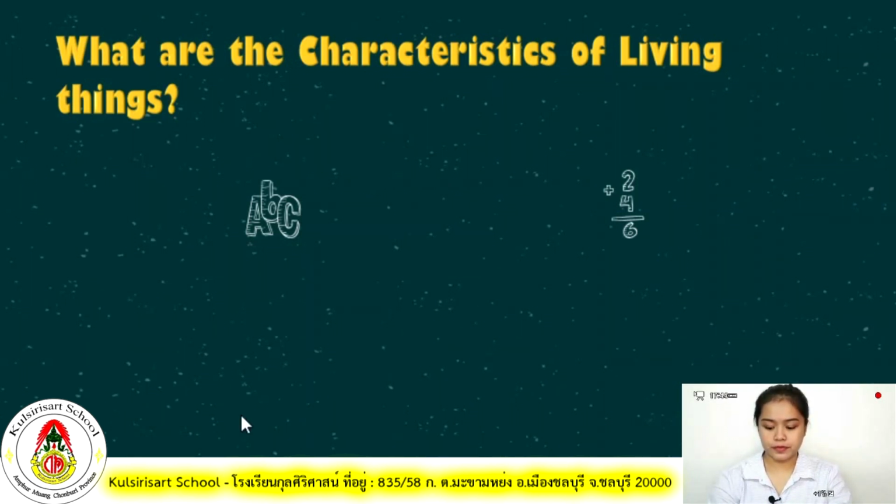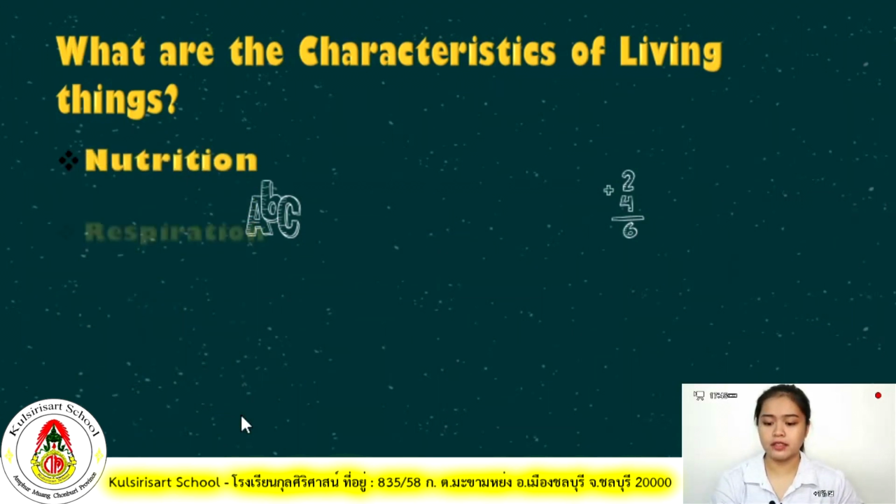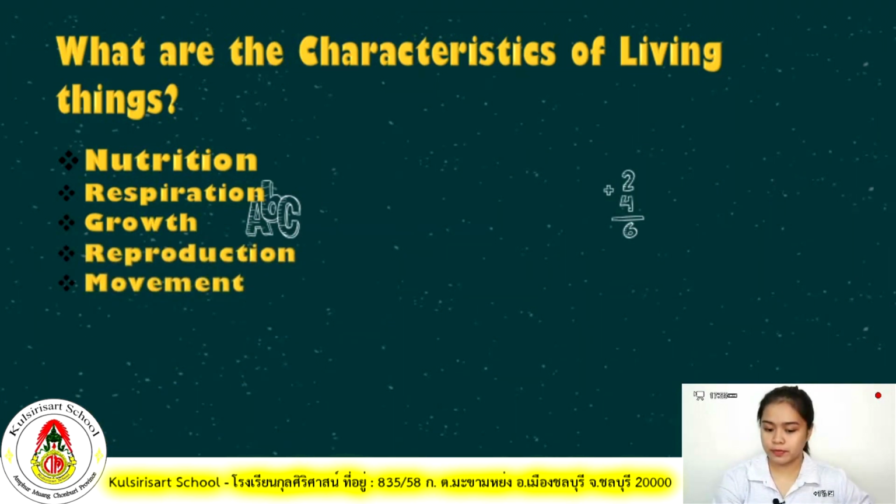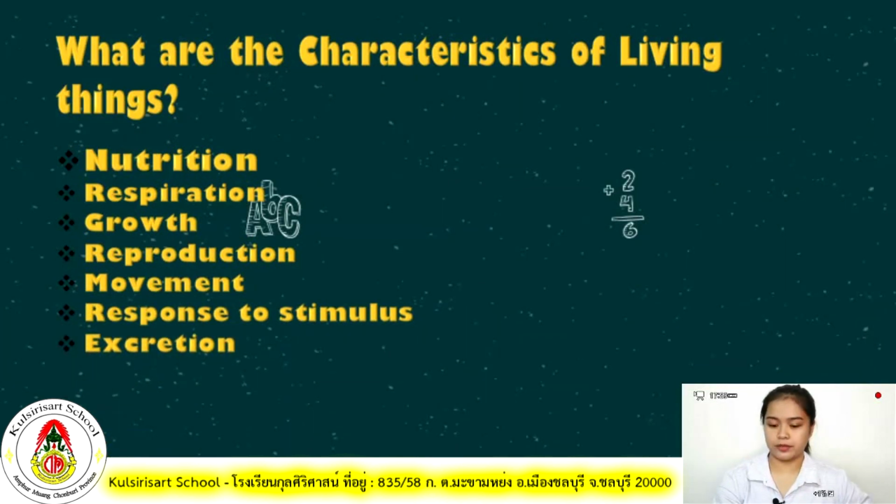First, we have nutrition. Second, we have respiration. And then we have growth, reproduction, movement, response to stimulus, and excretion. Again, we have nutrition, respiration, growth, reproduction, movement, response to stimulus, and excretion.